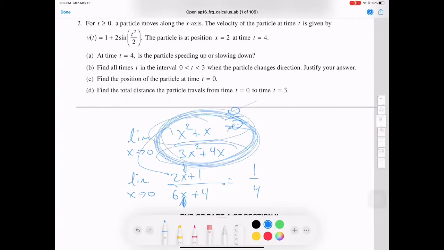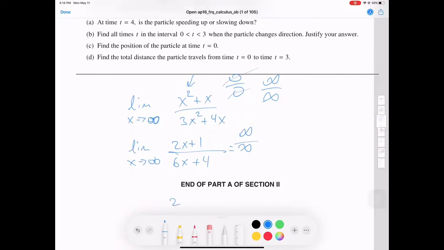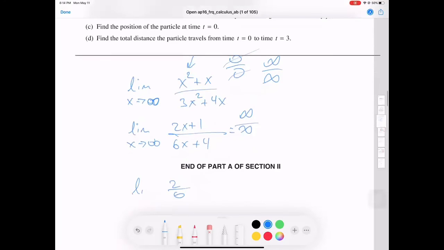Now, the same question could have been done going to infinity. If I plug in infinity, this would be infinity over infinity, which doesn't work either. So same idea, you take the derivative, and now we're here. If I plug infinity in here, it still doesn't work. This would still be infinity over infinity, right? So go ahead and take the derivative again. Fine, 2 over 6. The limit as x approaches infinity is 2 over 6, which is 1/3. And that answer works for me.